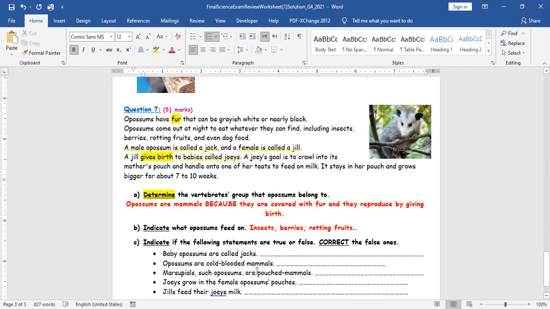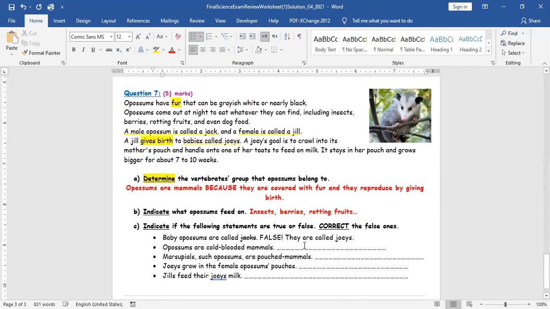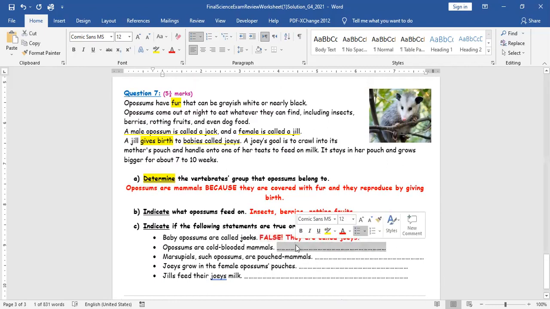Baby opossums are called jacks. What do you think? Is this true or false? Look, babies are called joeys. So this is a false statement. Why is that? Because baby opossums are not called jacks. They are called joeys. Pouched mammals, babies are called joeys. Jack is the daddy, is the man, is the male.